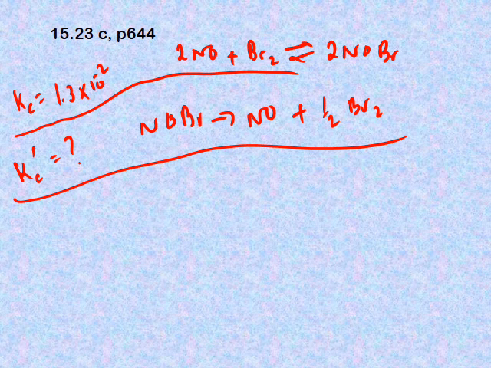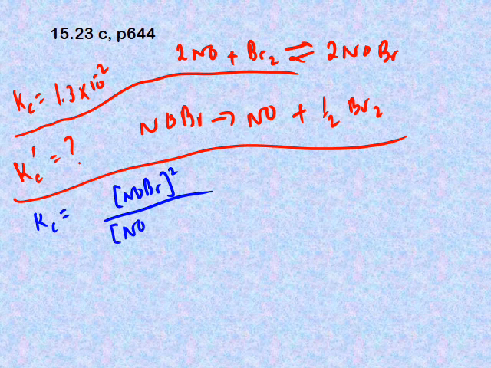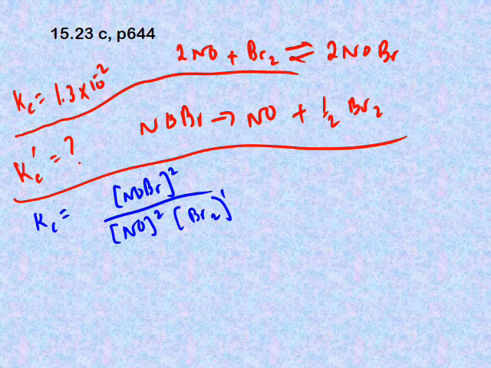Okay, let me first write down Kc, NOBr on the top, raised to the power 2 because that's the coefficient of the balanced reaction, NO on the bottom, raised to the power 2. These are all equilibrium concentrations, and Br2 raised to the power 1 because there is 1 Br. So let me double check whether I copied everything right. Now this is for the Kc expression, this is the reaction, and I double checked.